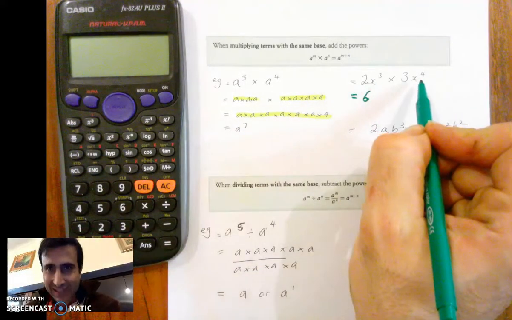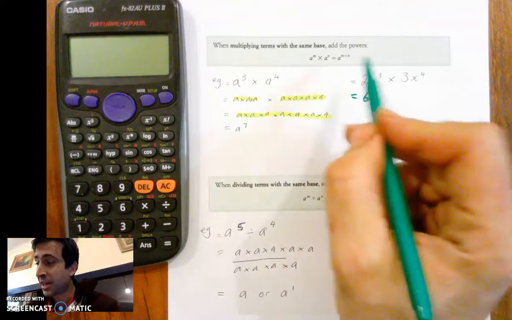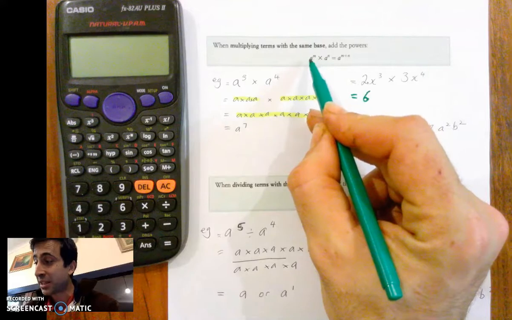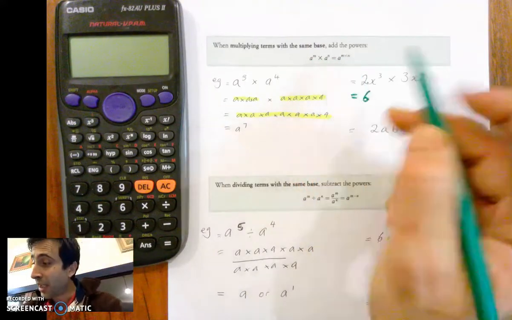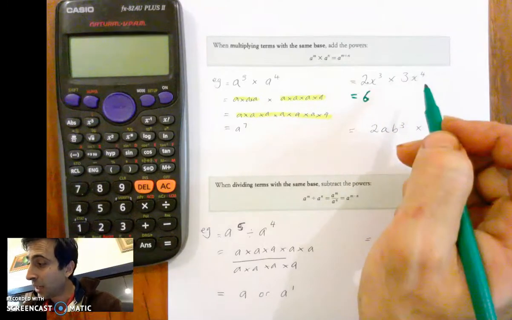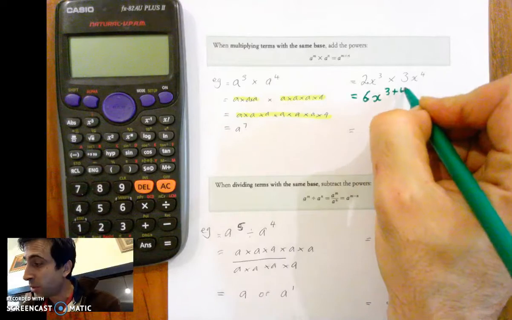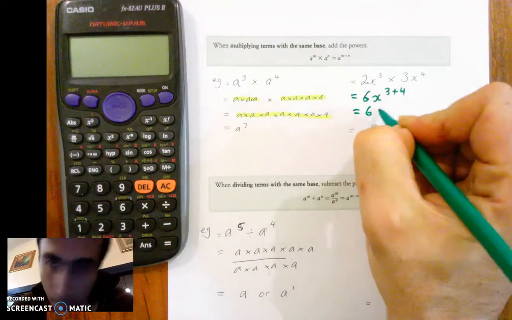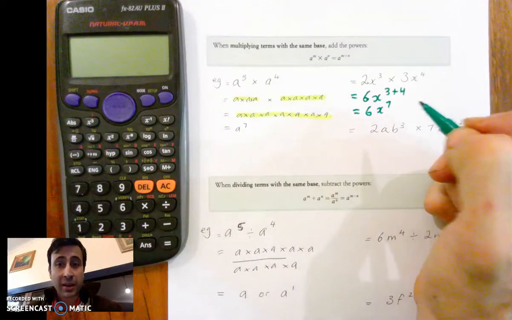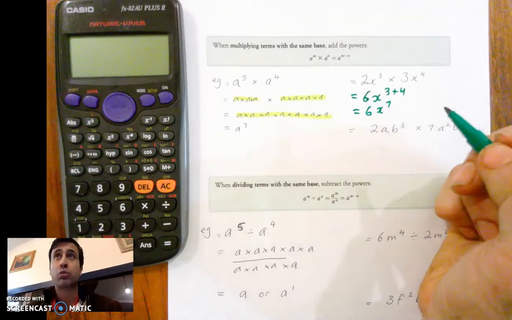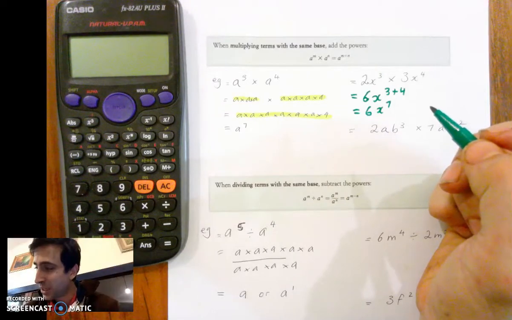But now because we know of our index law, a to the n times a to the n is just a to the n plus n. In other words, we just add our indices. It ends up being x to the 3 plus 4, which is 6x to the power of 7. Boom! And it's always that. And that's what our index laws are. They're just rules that allow us to basically just do shortcuts.